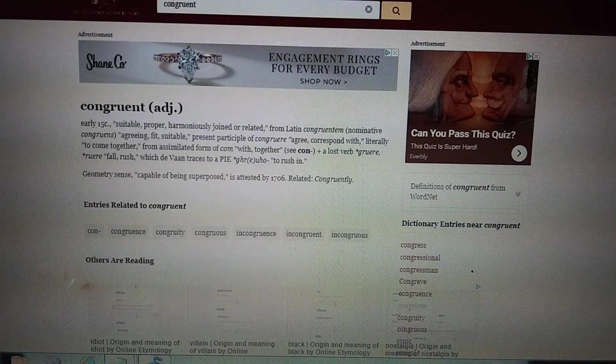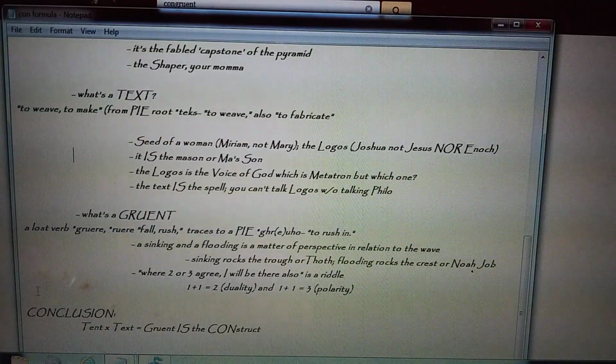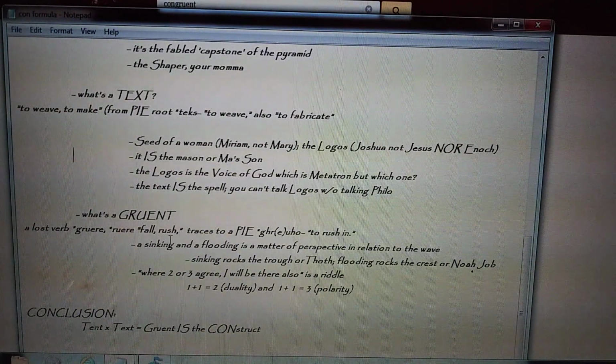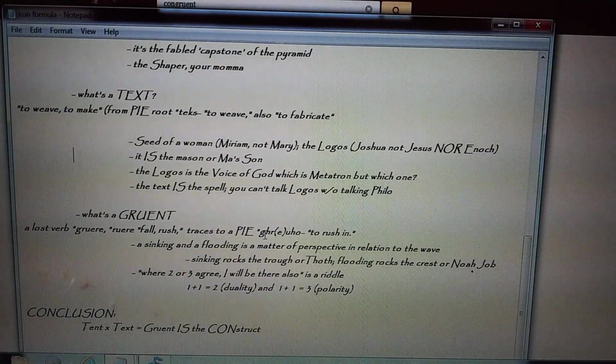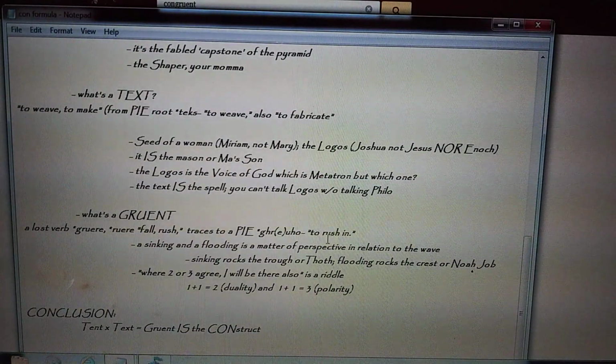Now we get to the next part of the drop, right? The next part of the drop is about being gruent. What's a gruent? Right? It's a lost verb. Let's dig on it, because gruent is a lost verb, meaning from gruere or ruere, meaning to fall, rush, traces to the PIE guerrero, I think I'm saying that right, to rush in, right?